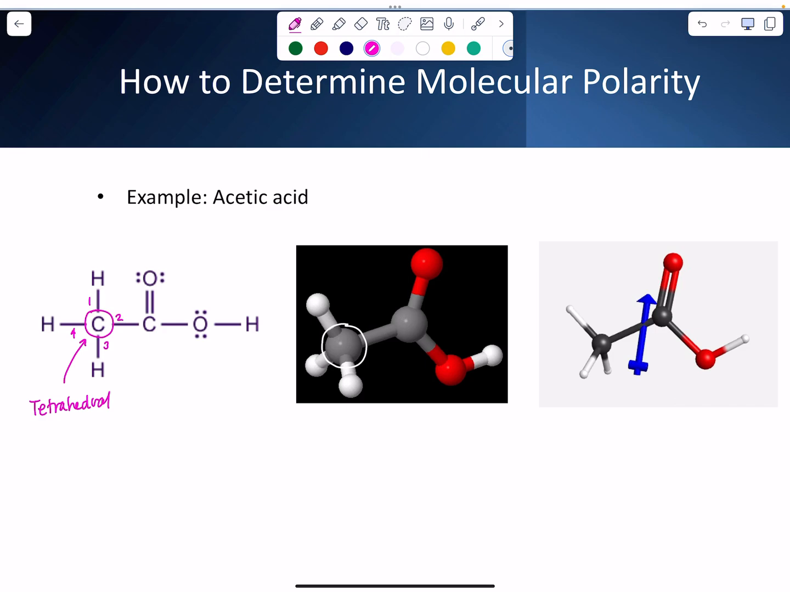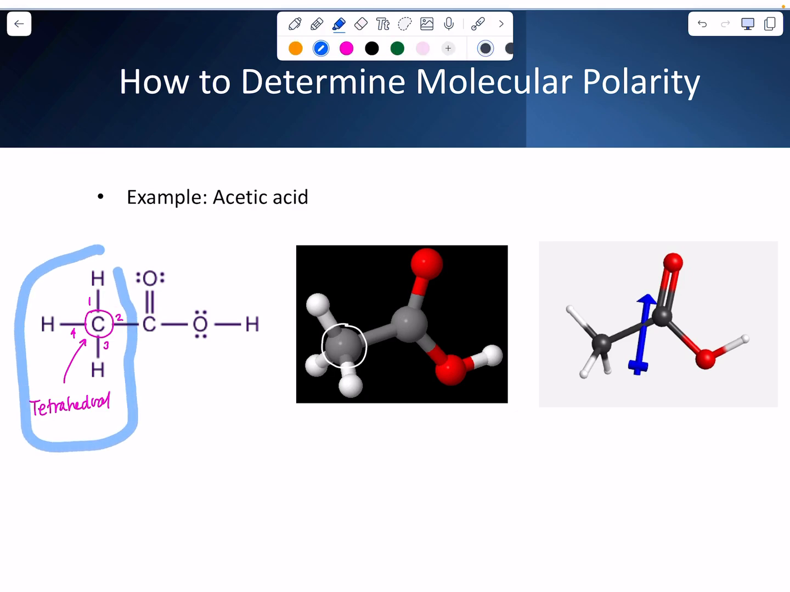Now, if we consider whether we have any net dipole around there, well, we've got carbon attached to 3 hydrogens and another carbon atom, all of which have either the same or very similar electronegativity. So this portion of the molecule, that group right there, we would consider nonpolar.